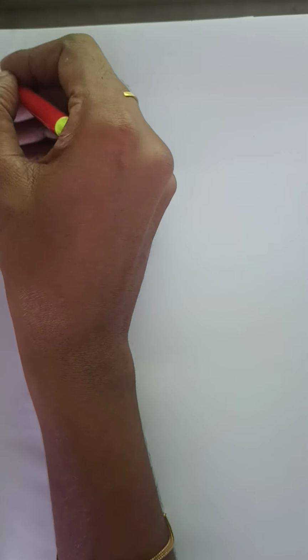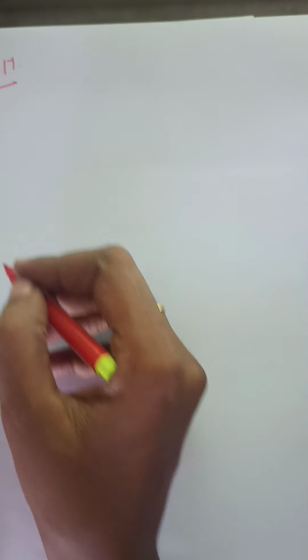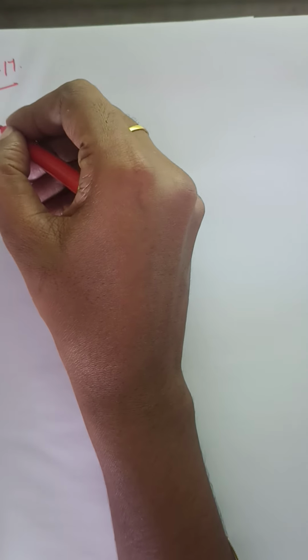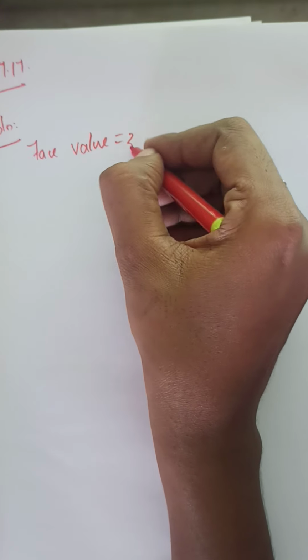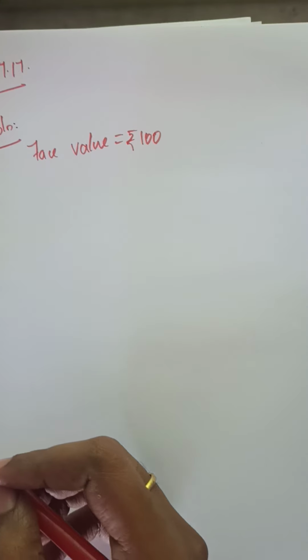So one more question we'll do today. Example 7.17. Read out the question from your book. A person bought 12% stock for rupees 54,000 at a discount of 17%. If he paid 1% brokerage, find the percentage of his income. Okay. So solution. Face value is equal to rupees 100. It's given.